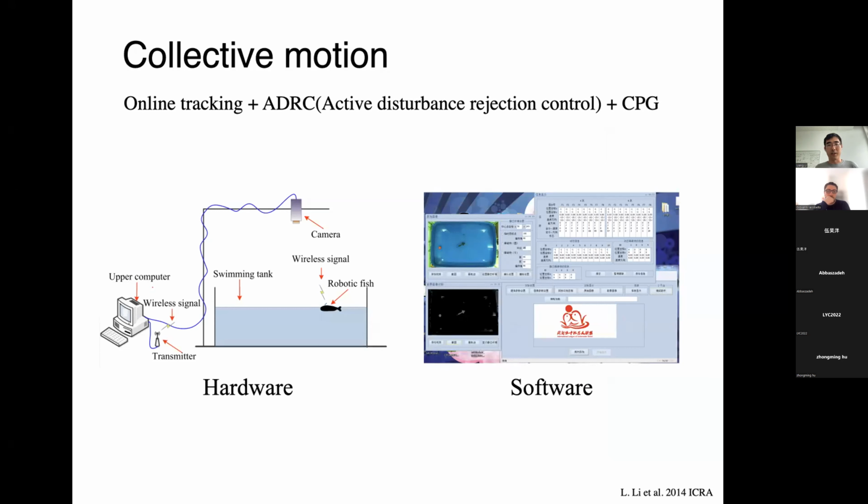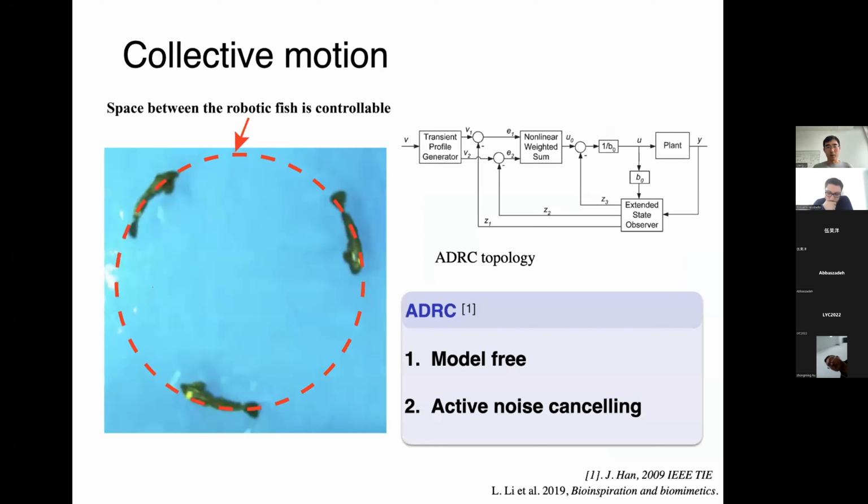And above the tank, there's a camera which can stream the robotic fish swimming. And with the software, we can track the position and direction of the robotic fish. And you can deploy any controller to control one or multiple robots for different tasks. To test this, we give a very simple task for 3 robotic fish to cover a full circle. They needed to cover the circle in a uniform way.